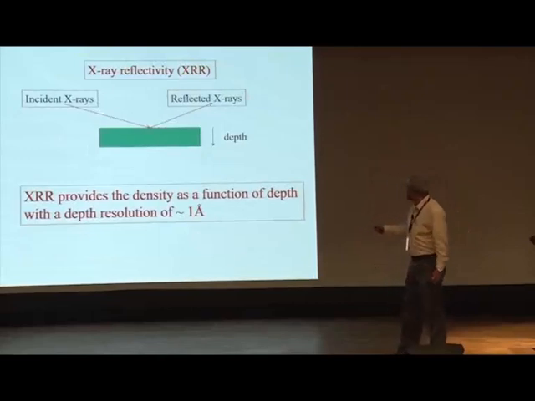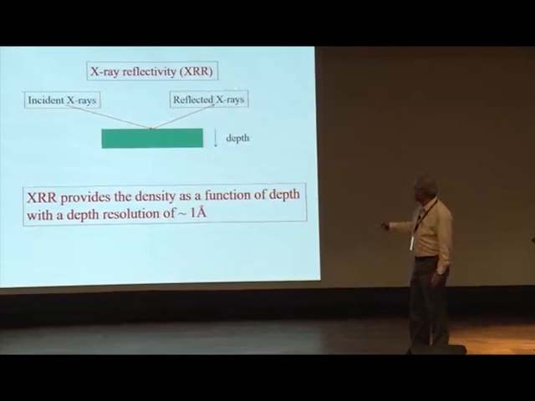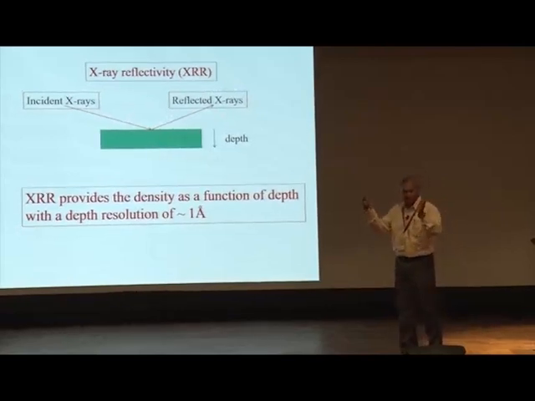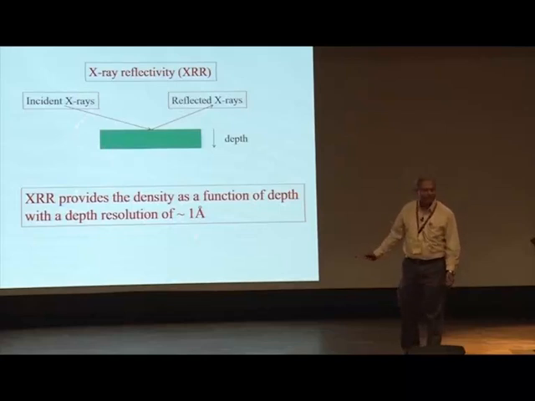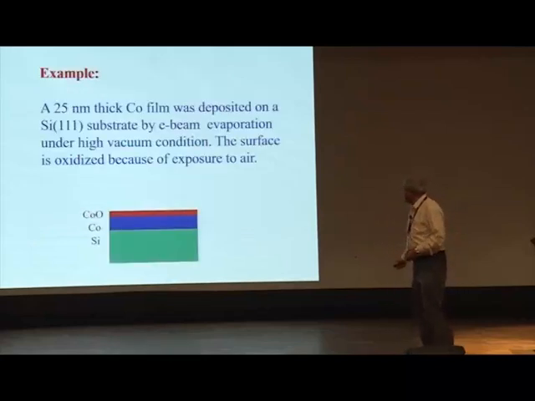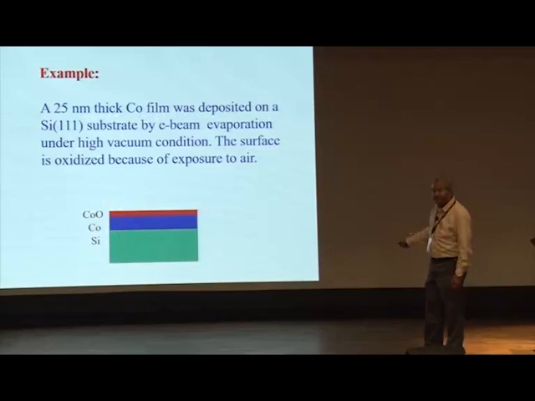So your experiment would have your incident X-rays and a detector here. You keep these two angles equal and keep on changing the angles. Then as a function of angle, you get the reflectivity. This has a very high depth resolution, about 1 angstrom. The structure that we expect for this 25 nanometer cobalt film on silicon is something like this.